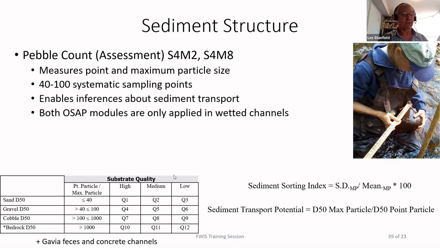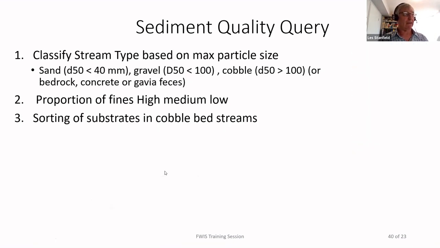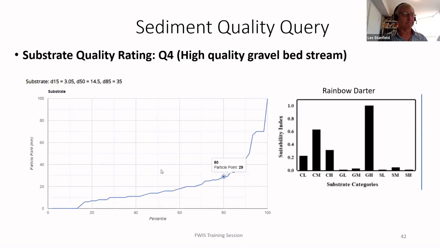So that's pretty cool. We also calculate the sediment sorting index and sediment transport potential. Those are the calculations for that. And then we have that sediment quality query. I'm kind of repeating what I showed earlier. Here's the HSI score for rainbow darters. Some species care about substrate, others don't.